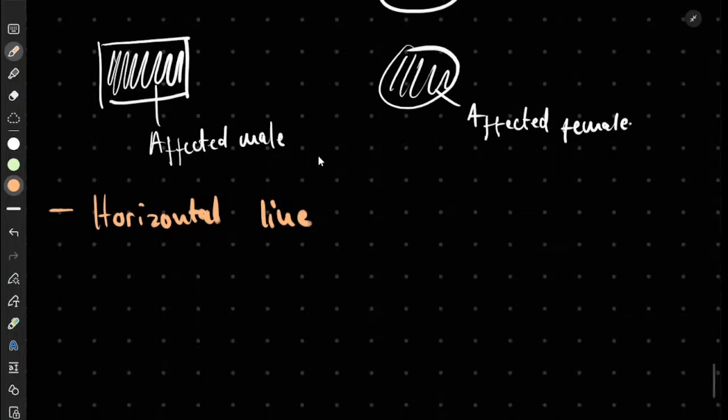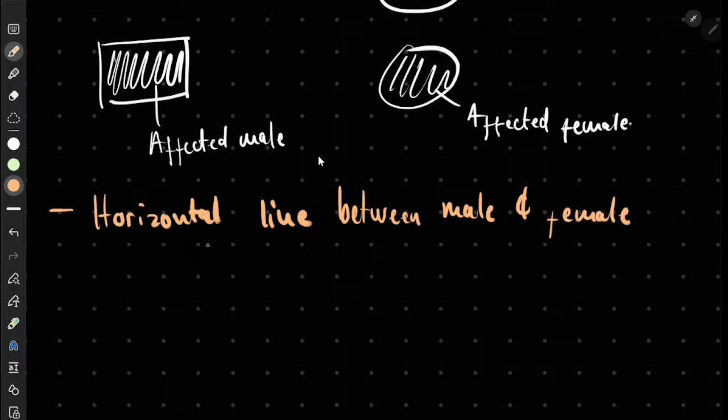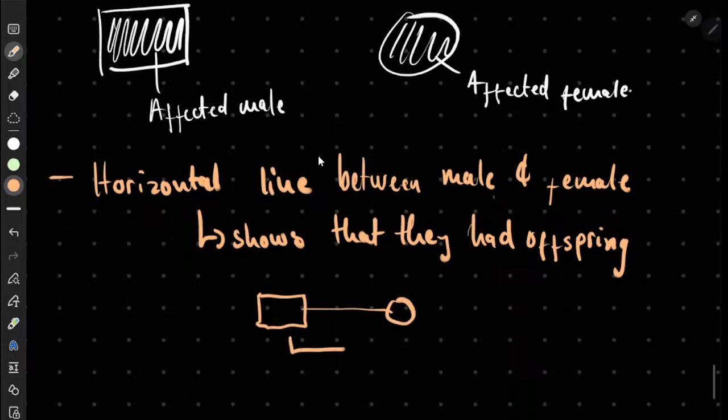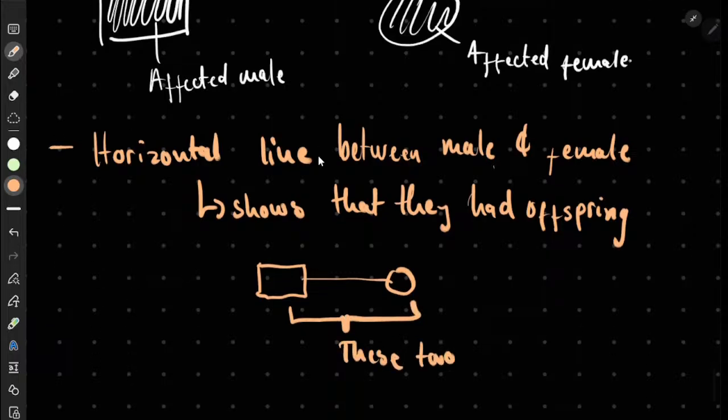Anyway, a horizontal line between male and female. If you have a horizontal line between male and female, this shows that they had a kid. It shows that they had offspring. This is so important. The moment you see a horizontal line like this connecting male and female, just know that these two had offspring. Are we together?